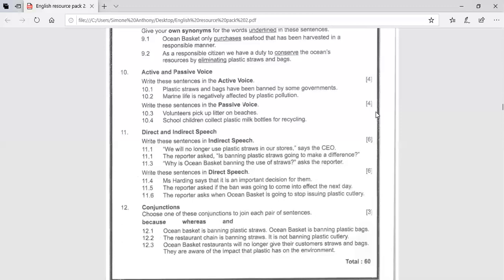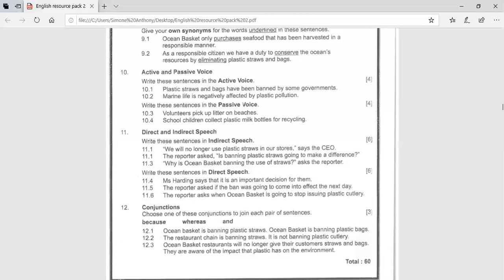12.2, the restaurant chain is banning straws. It is not banning plastic cutlery. So it would be the restaurant chain is banning straws, whereas it is not banning plastic cutlery. If you look at 12.3, Ocean Basket restaurants will no longer give their customers straws and bags. They are aware of the impact that plastic has on the environment. So it would change to Ocean Basket restaurants will no longer give their customers straws and bags because they are aware of the impact that plastic has on the environment.